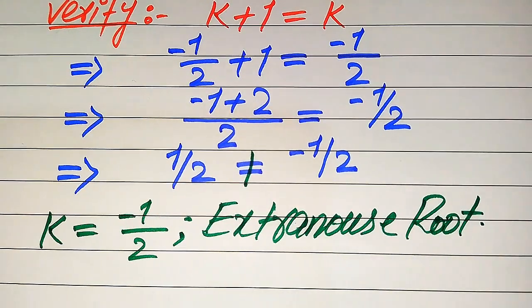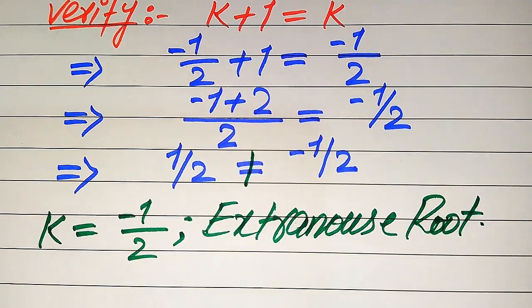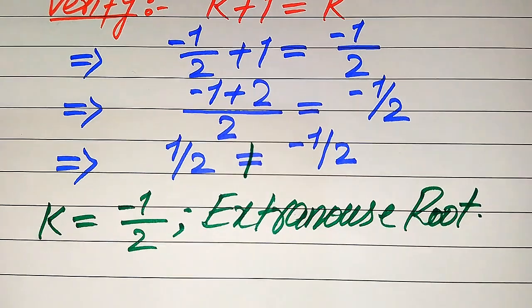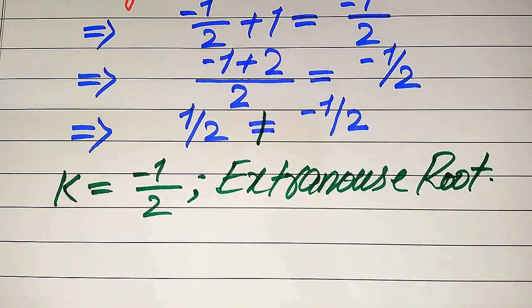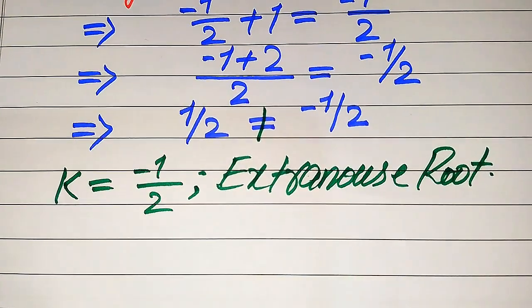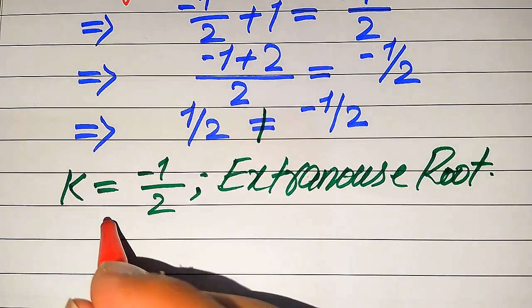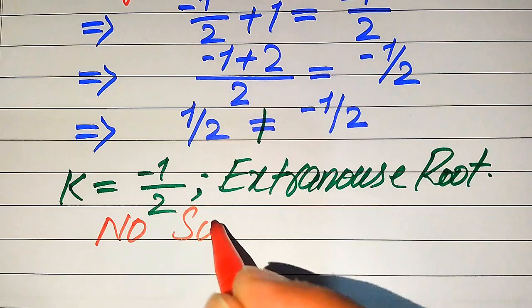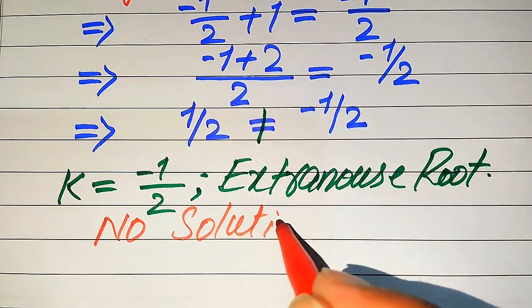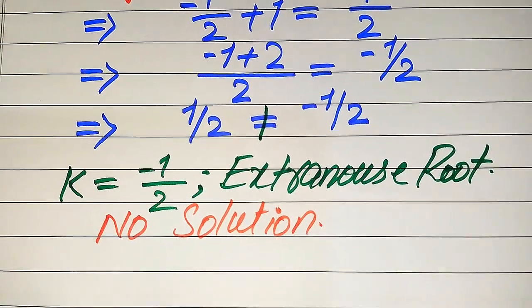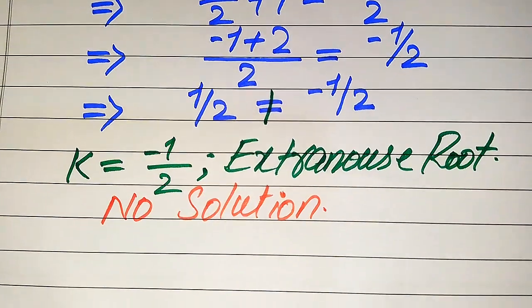And you very well know about the extraneous root. The root which does not satisfy our given question statement is called the extraneous root. So here we have k equals minus 1 over 2 as the extraneous root, and you see that we cannot get any other value of k. So it means that the final conclusion about the solution is that this question has no solution in general. So this is our final conclusion in the first method.